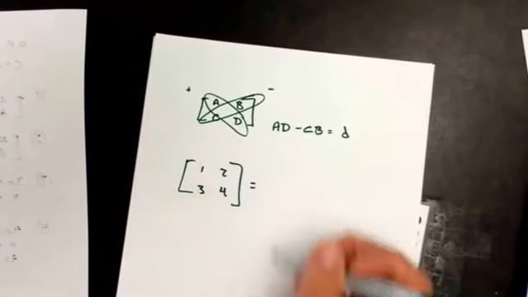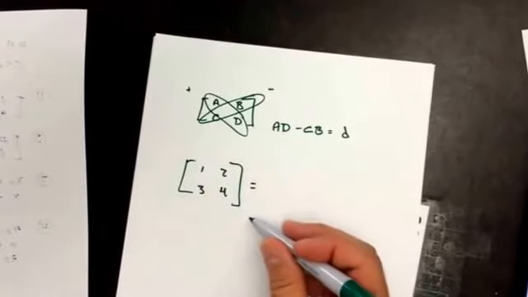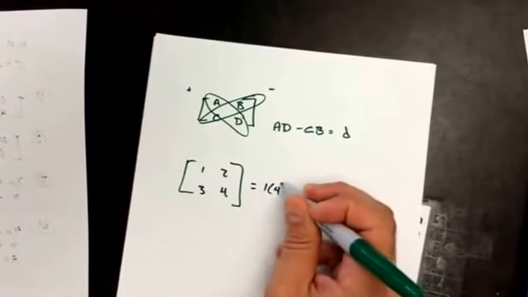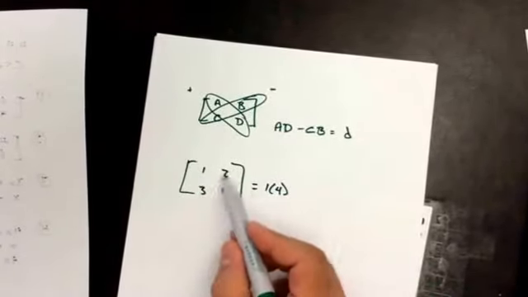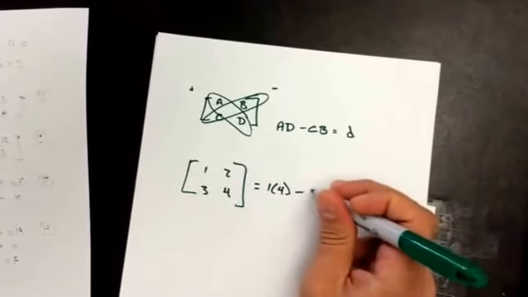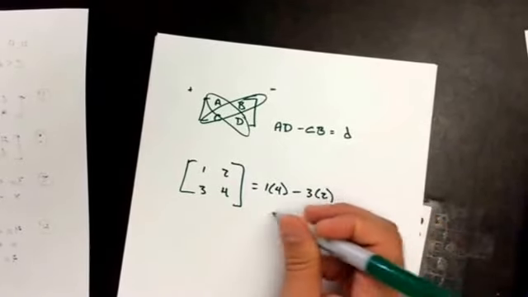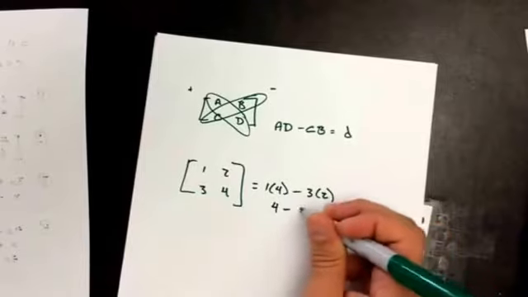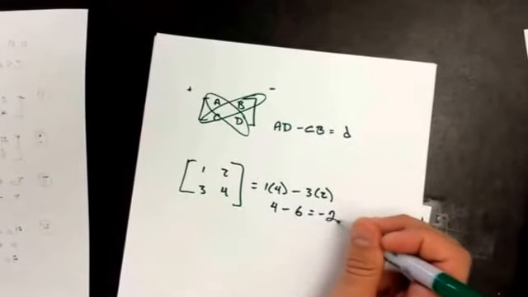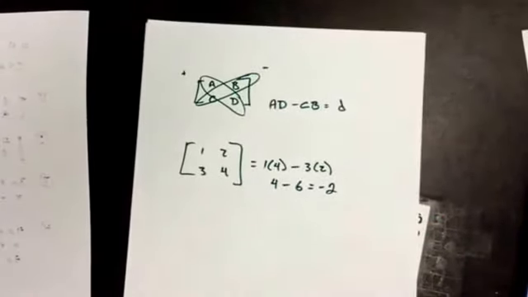If I was finding the determinant of this, I'm going to multiply this way, and then I'm going to subtract away the products this way. 4 times 1 is 4, 3 times 2 is 6, so this is going to be negative 2. And that's all that we're finding right there, okay?